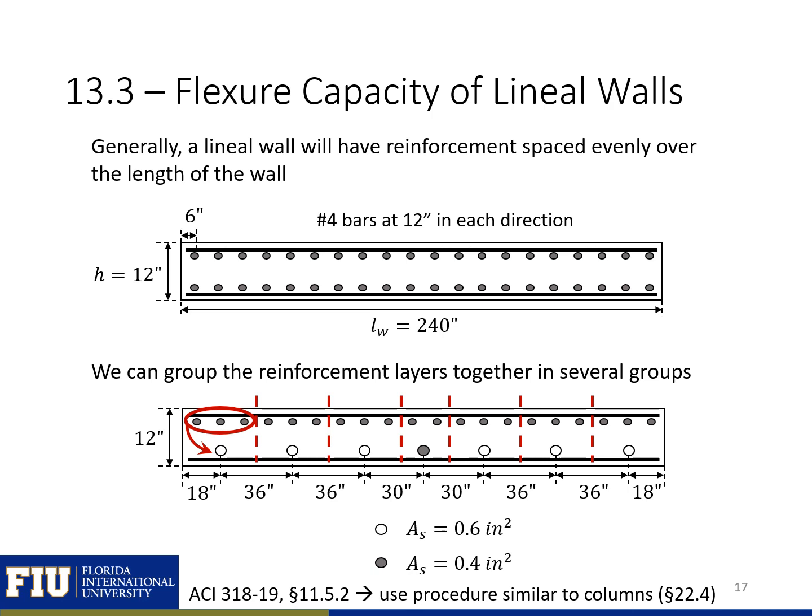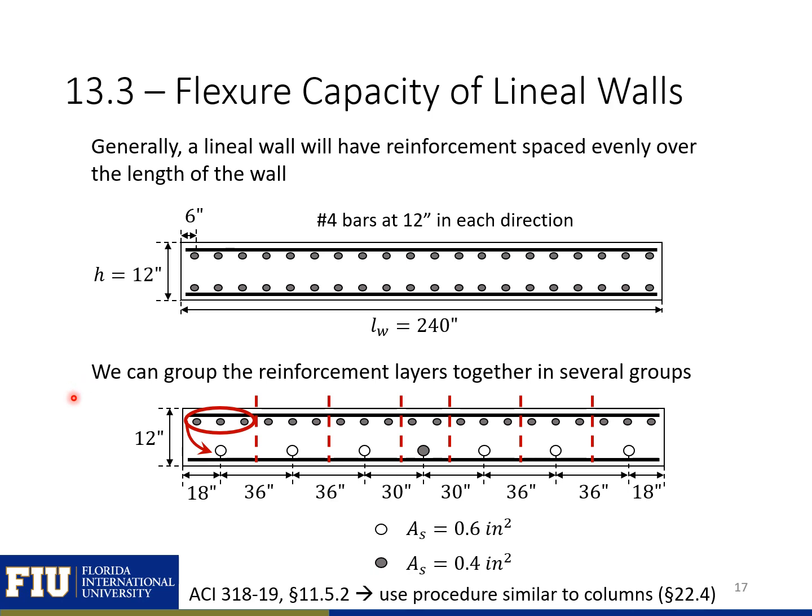On the next couple slides, we're going to be going through how to find the flexural capacity of our lineal walls. Generally in these walls, we're going to have reinforcement spaced evenly over the length of the wall. So here in this example, we have a 12-inch thick wall with number 4 bars spaced at 12 inches in each direction. So that means we have number 4 bars spaced at 12 inches in the vertical direction that will contribute to our flexural capacity.